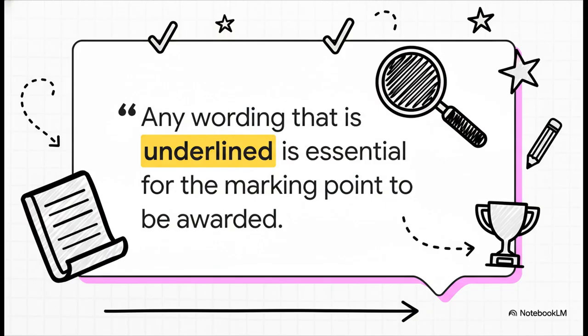It says, any wording that is underlined is essential for the marking point to be awarded. What does that mean? It means if you see an underlined word in a mark scheme when you're revising, that is a non-negotiable key word. You have to include it to get the mark.